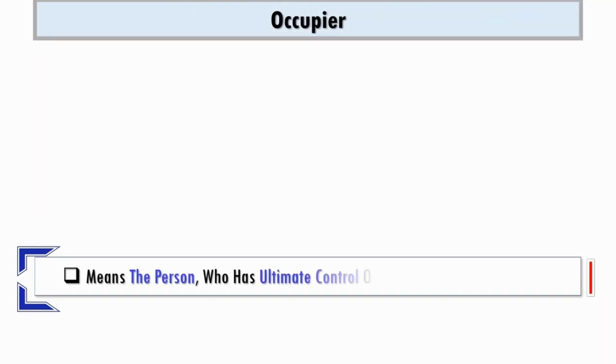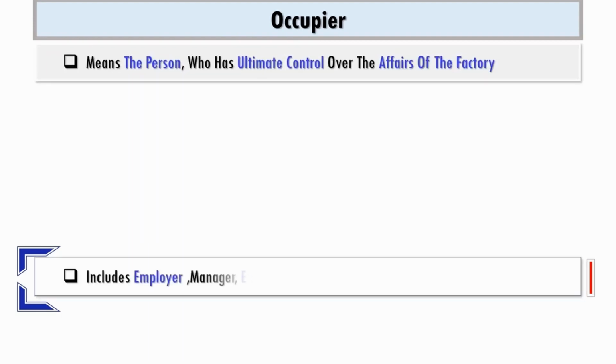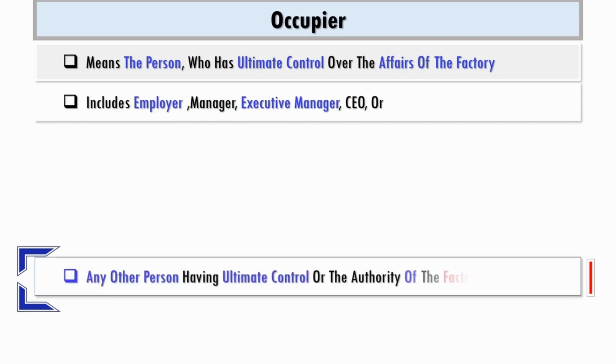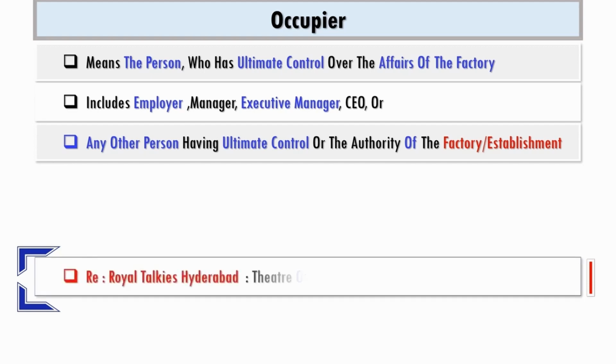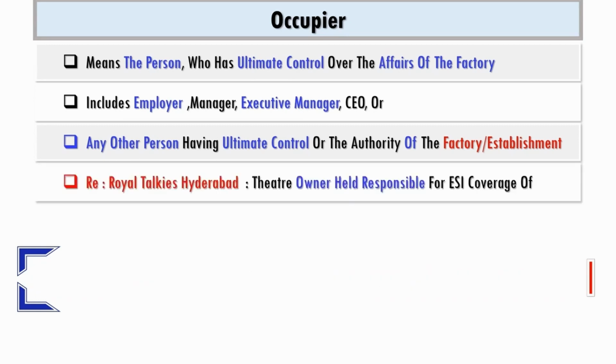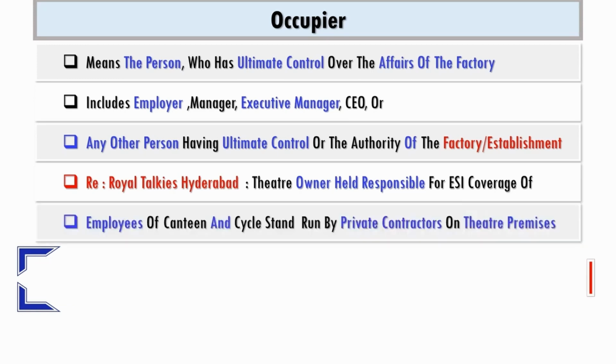Occupier is the person who has ultimate control over the affairs of the factory or establishment. It includes an employer, manager, executive manager, CEO, or any other person having ultimate control on the factory or establishment. As occupier, he is responsible for coverage of ESI for all people who are a part of the factory or establishment, directly employed or indirectly employed, as held in the case of Royal Talkies Hyderabad, where even the employees of canteen and cycle stand run by external contractors and operators was held to be the responsibility of the owner of the cinema talkies.